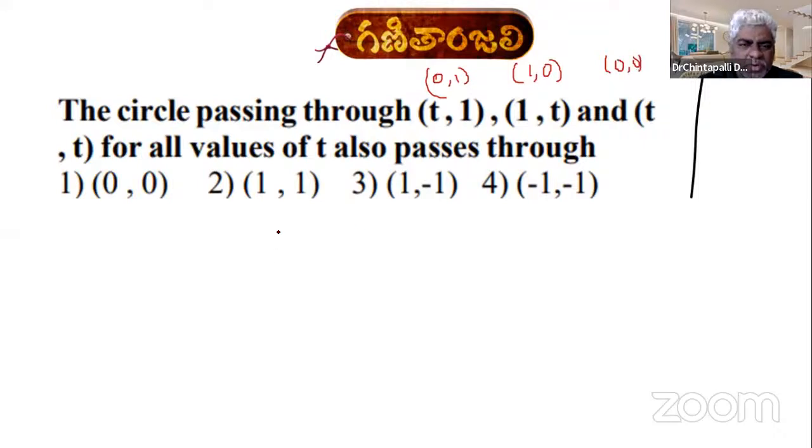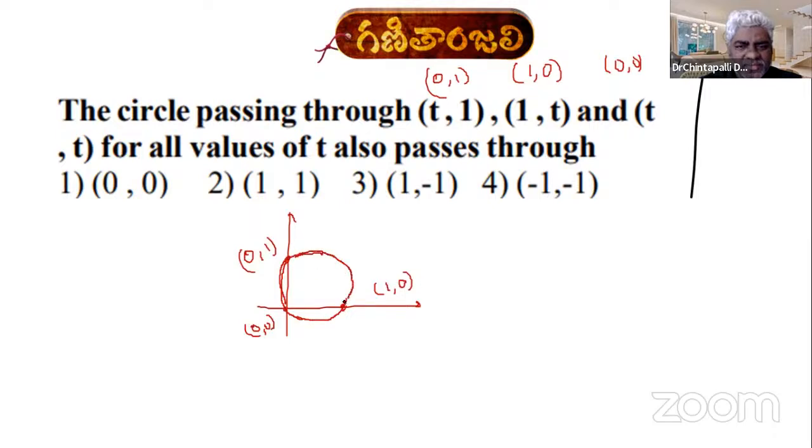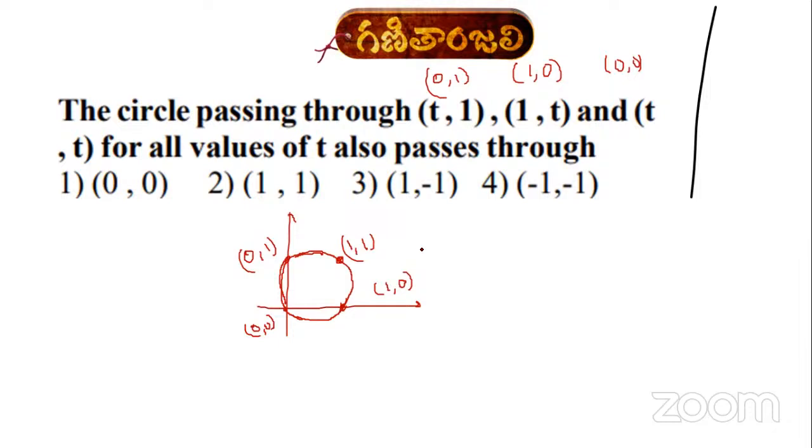Right. One point is (0, 1). Next point (1, 0). Next point (0, 0). A circle is passing through these 3 points. Can you tell us the fourth point? Yesterday in class we did a similar sum easily. (1, 1). That's it. So the answer is 1, the second option.